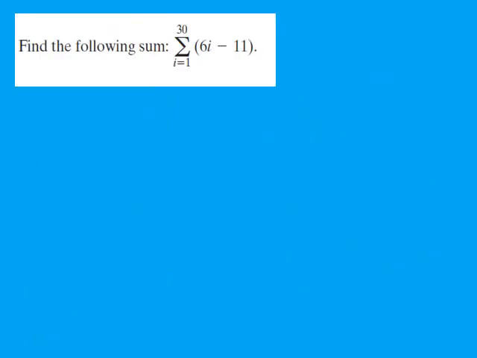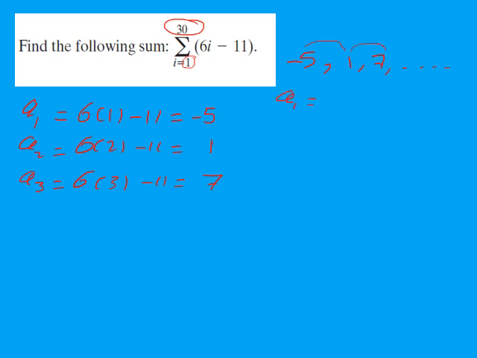Find the sum of the given summation. Sum of the first 30 terms, since i starts at 1. So I need to find the first term, and the first term is 6 times 1 minus 11, which is equal to negative 5. If I want to find the second term, 6 multiplied by 2 minus 11, which is equal to 1. Third term, 6 multiplied by 3 minus 11, which is equal to 7. So it's clear for me: negative 5, 1, 7, and so on. So it's an arithmetic sequence where the first term is negative 5 and the common difference is equal to 6.